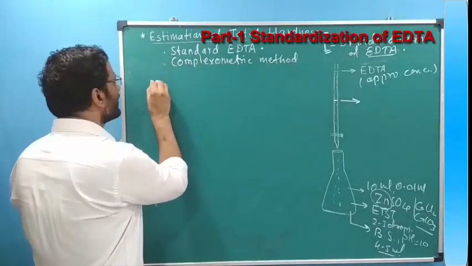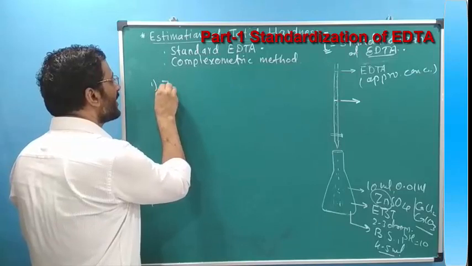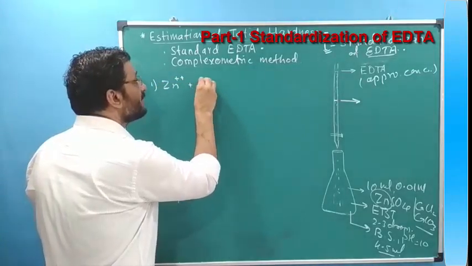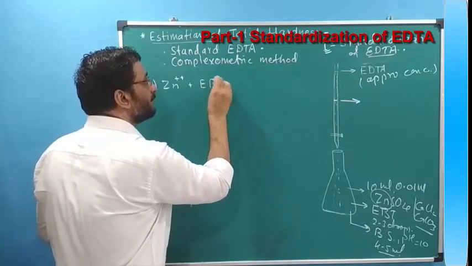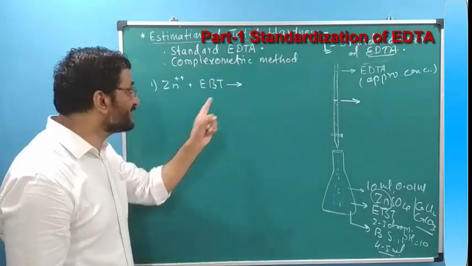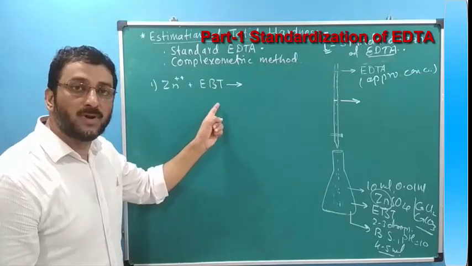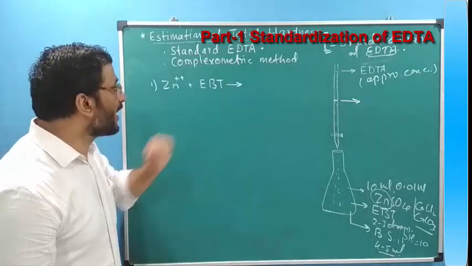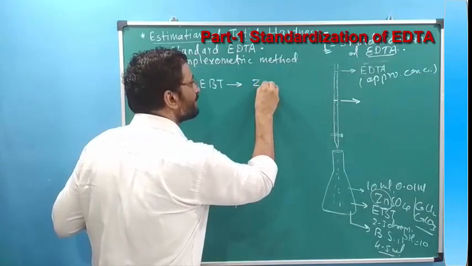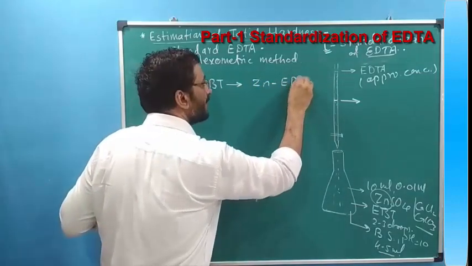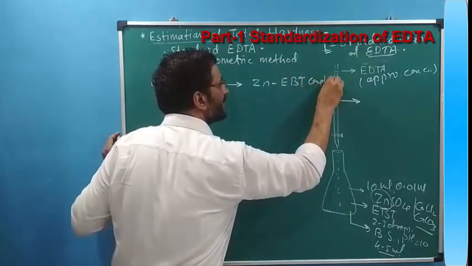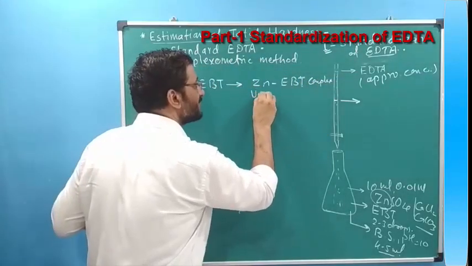Now, before addition of this, we have taken 1 and 2 and 3. So this zinc, what are the reactions? Zinc ions present in the zinc sulfate will be reacting with the EBT. Eriochrome Black T is the name of the indicator. It itself is a chelate. So this indicator, which is a blue color dye, and a chelate, reacts with this. So it will form zinc EBT complex.